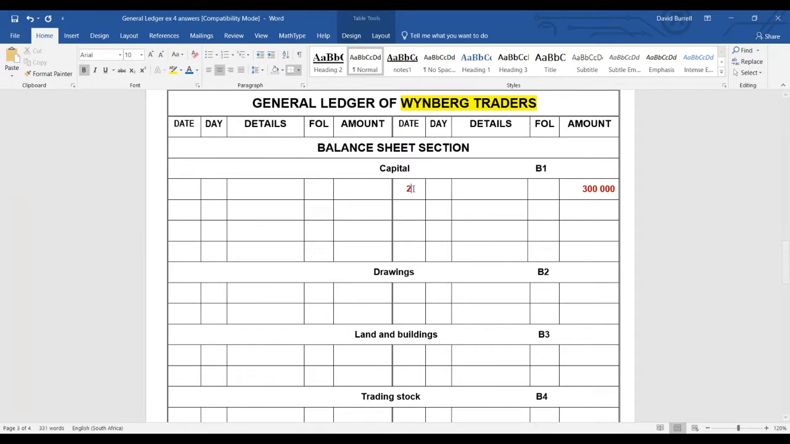And it's 2020 March. It's not the 31st, it's the actual date of the transaction. So it's going to be the 1st. And you'd say bank, and it comes from CRJ3, Cash Receipts Journal for March.